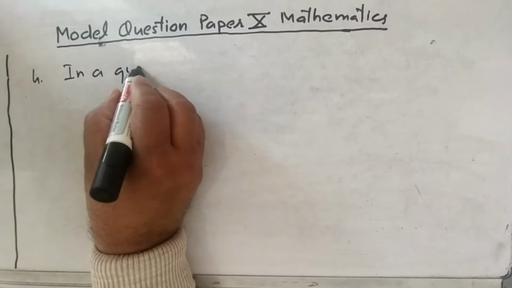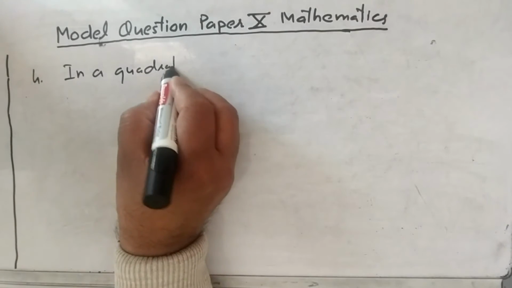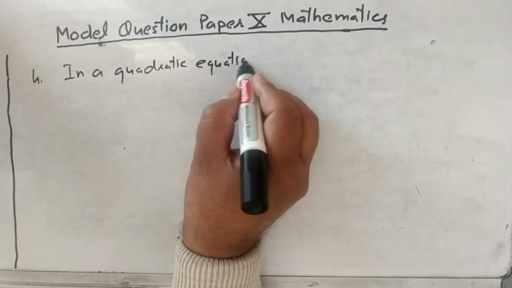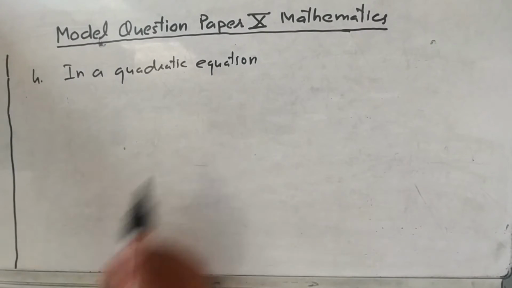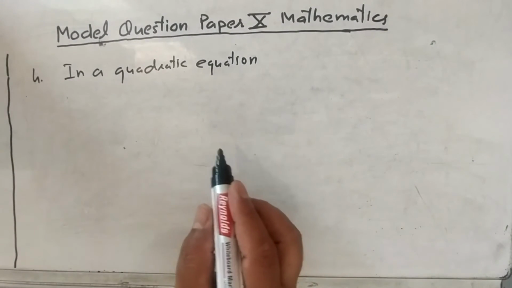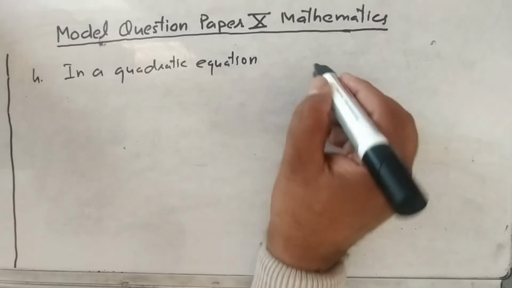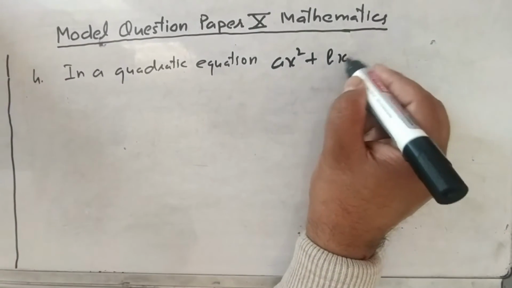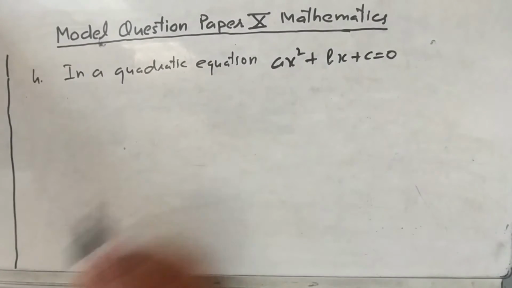In a quadratic equation, you have the equation ax square plus bx plus c is equal to 0.